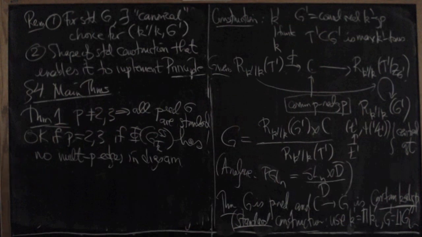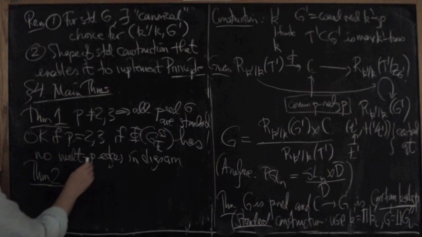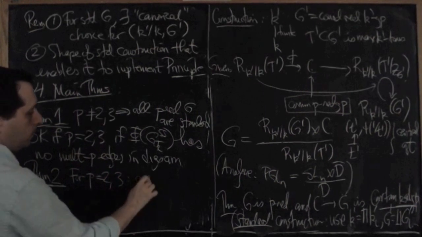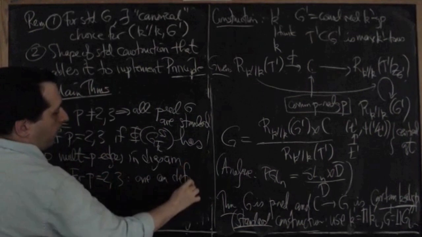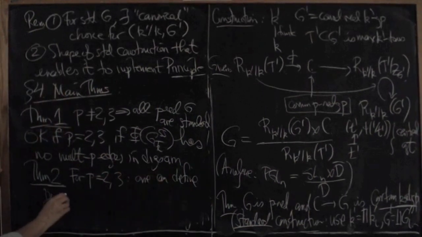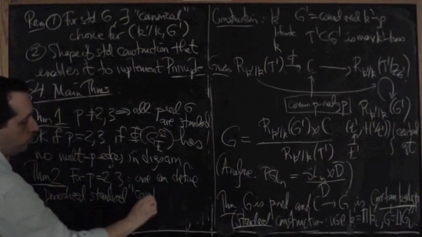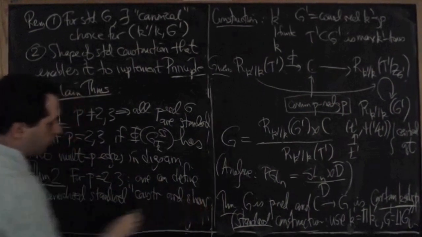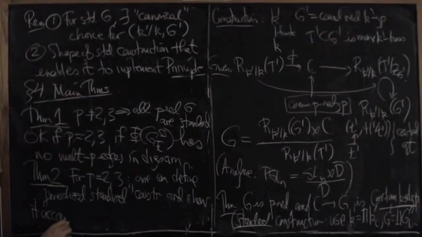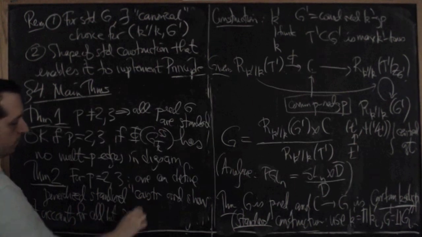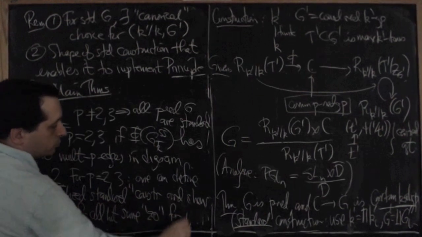On the other hand, so this is the main theorem in the CGP book. On the other hand, there is a salvage when p is 2 or 3. So I'll just say that for p equals 2 and 3, one can define a generalized standard construction and show it accounts for all but some zoo for p equals 2.